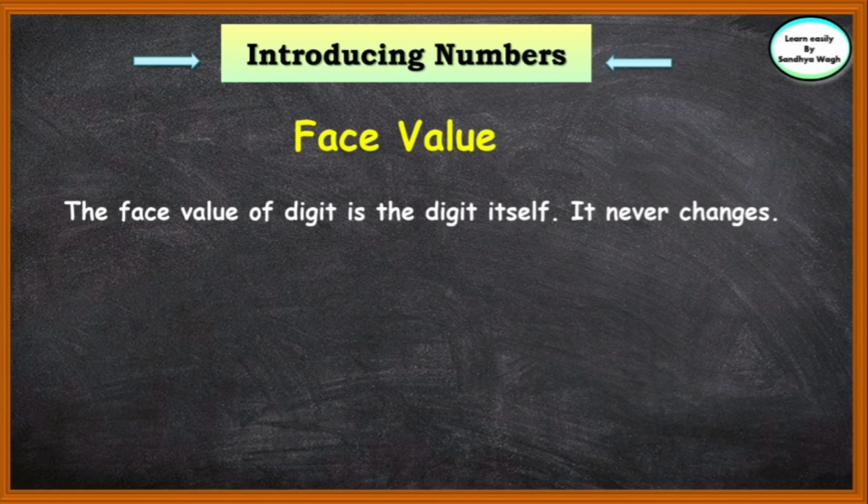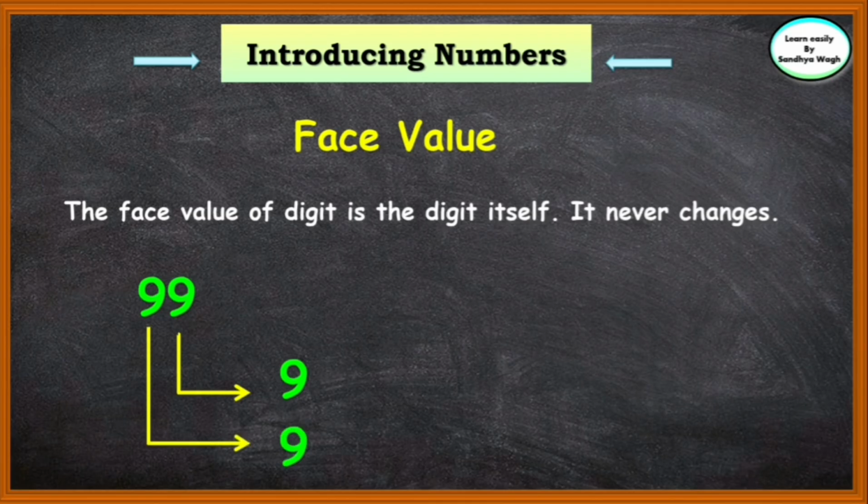Now, let us take one more example. Here we have number 99. So, the face value of this 9 is the digit itself, that means 9. And the face value of this 9 is 9. As we know, children, the face value never changes according to the place. So here the face value of this 9 is 9.